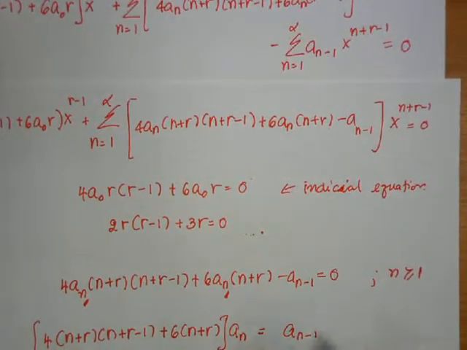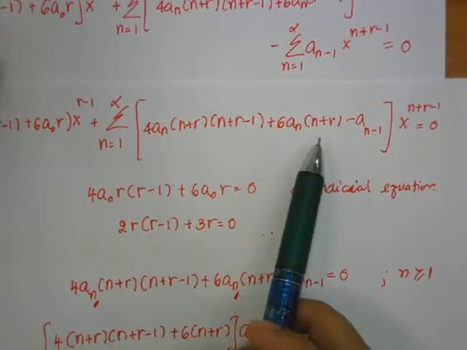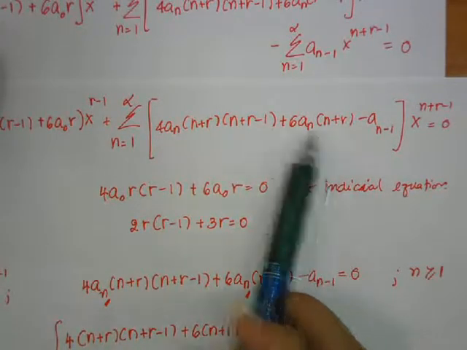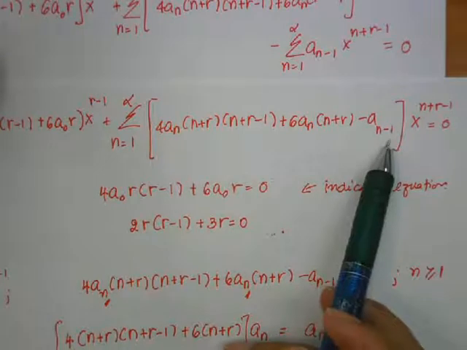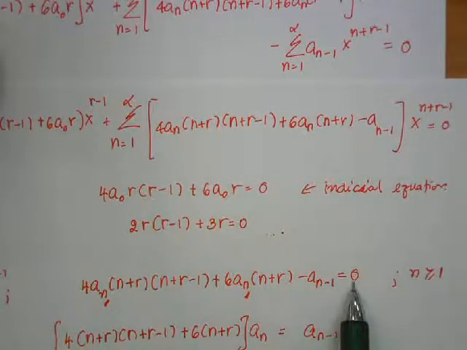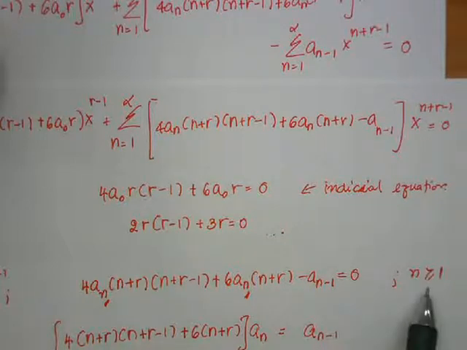And with this term, you would get the recurrence relation, right? Because the term in the parentheses is equal to 0, right? And it starts from n equal to 1 until infinity. So you shouldn't forget to write this condition down, because it's not starting from 0, it's starting from 1.